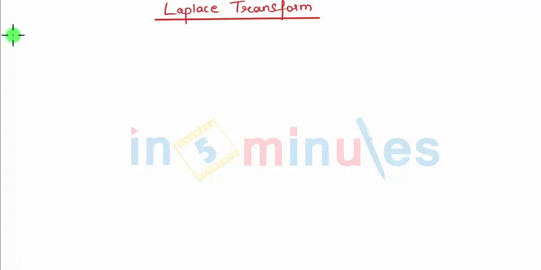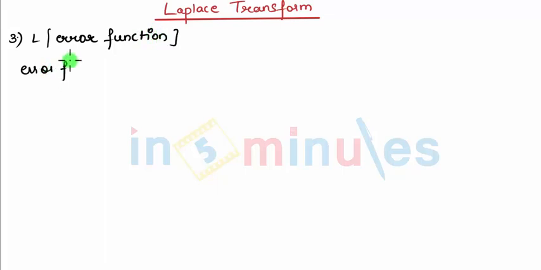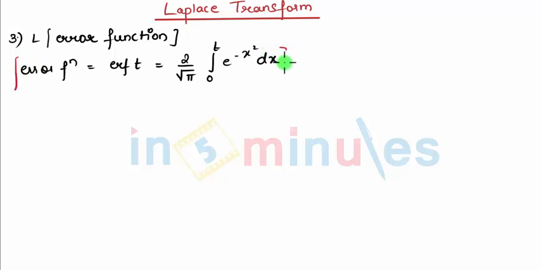Students, we'll see the third example. We need to find the Laplace of the error function. Now, what is the error function exactly? The error function is written as ERF of t, which has a definition where the function is defined by 2 by root pi, integral from 0 to t of e raised to minus x square dx. So this is nothing but the error function.